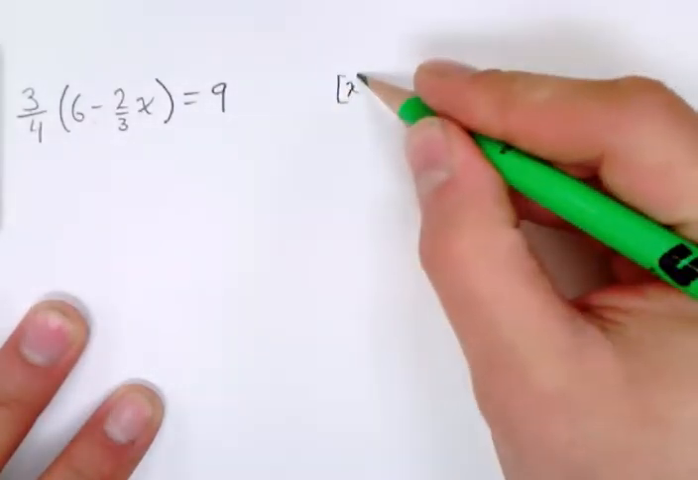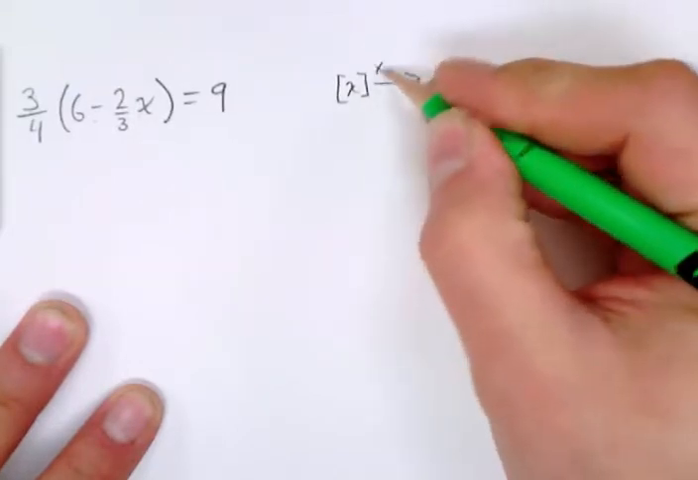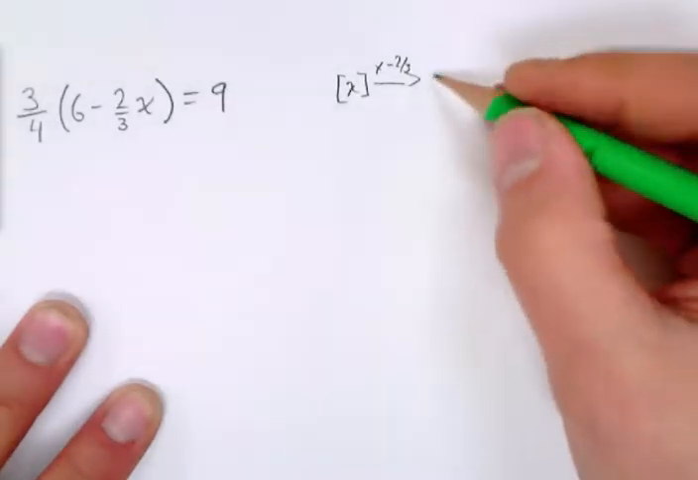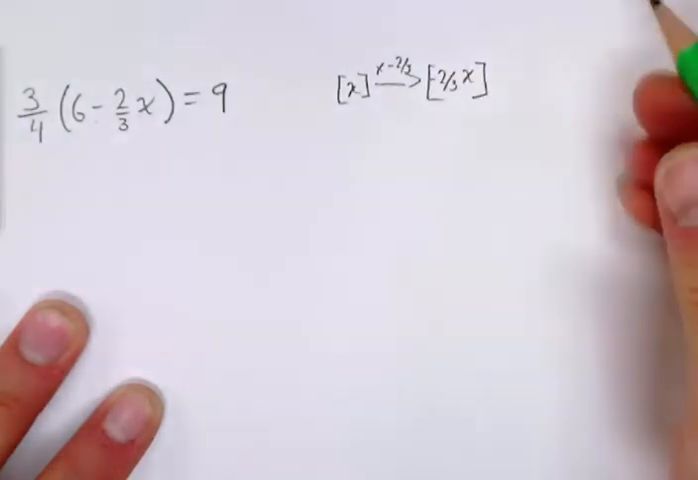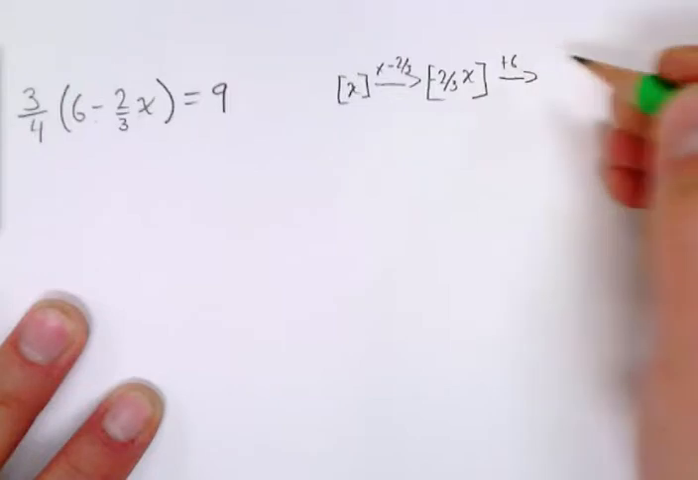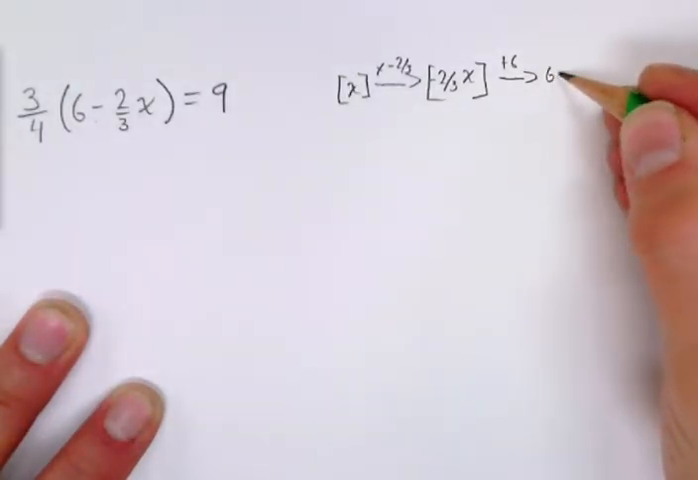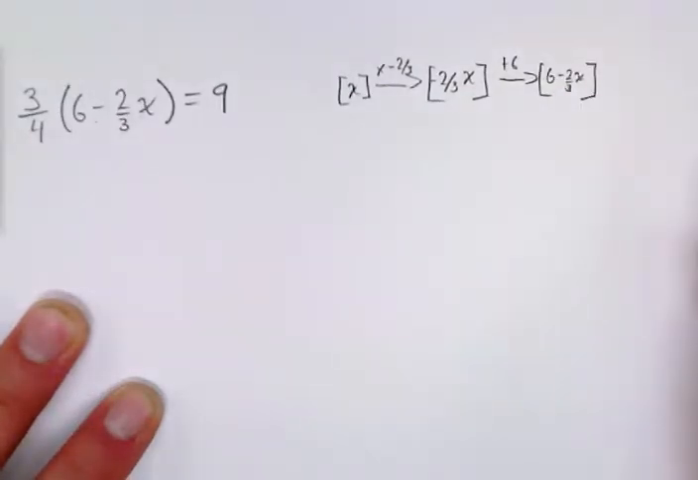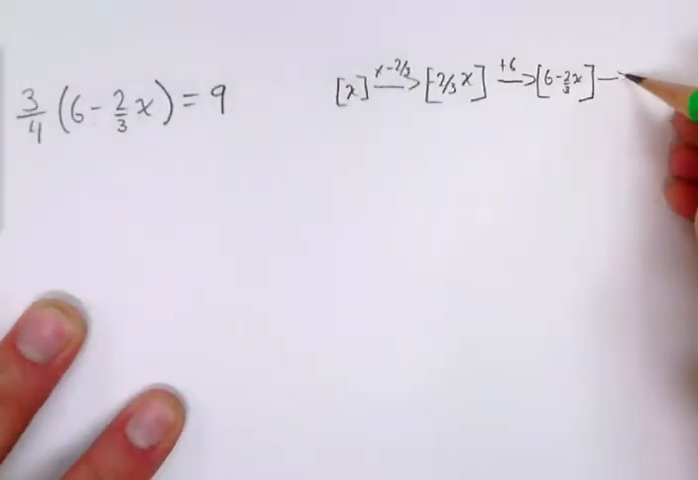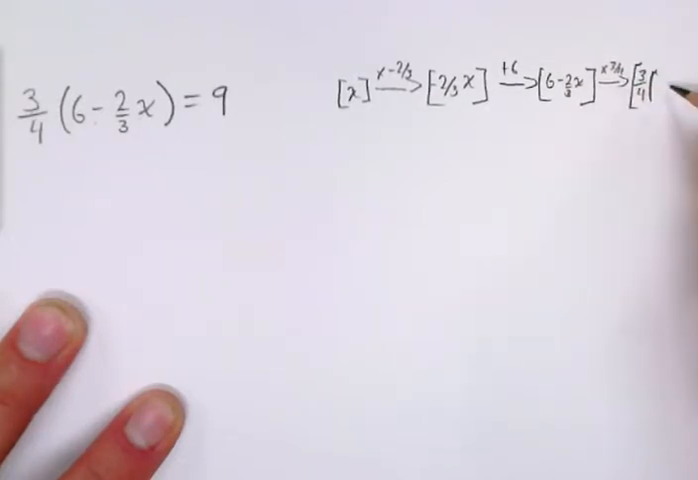Okay? So we're starting with x. First thing I'm doing is I'm multiplying by negative 2 over 3. So I'm going to end up getting negative 2 over 3x. Next thing I'm doing is I'm adding 6. So I'm going to get 6 minus 2 over 3x. Now the last thing I'm doing is I'm multiplying by 3 over 4. So I'm going to get 3 over 4, and I'll put my brackets there, and I'm going to have 6 minus 2 over 3x.